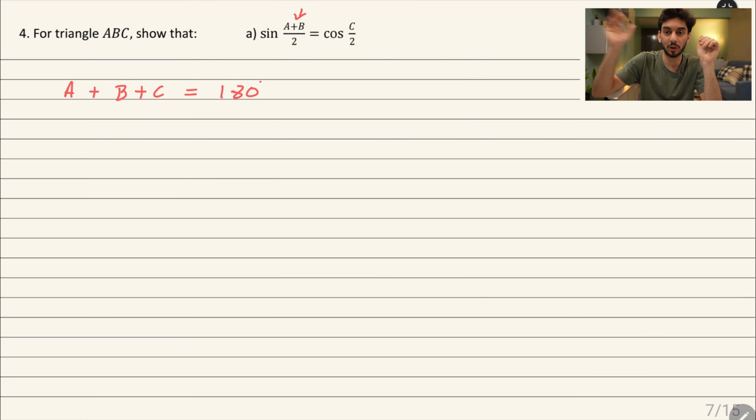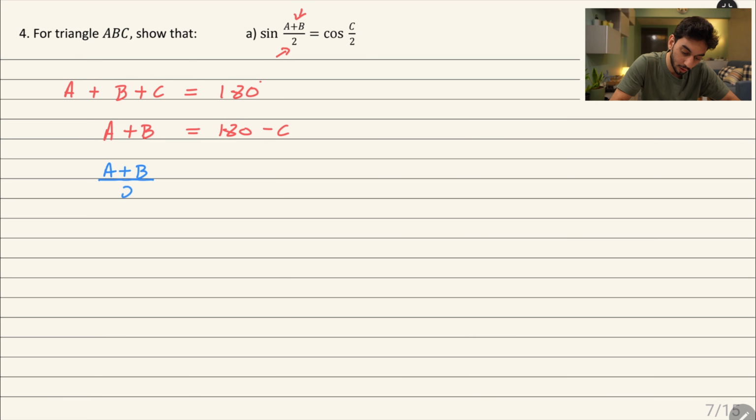So I just send the C to the other side. So it becomes A plus B is equal to 180 minus C. I can also see on the left hand side there is a 2 in the denominator, so I will divide everything by 2. So this becomes (A plus B) upon 2 is equal to (180 minus C) upon 2.